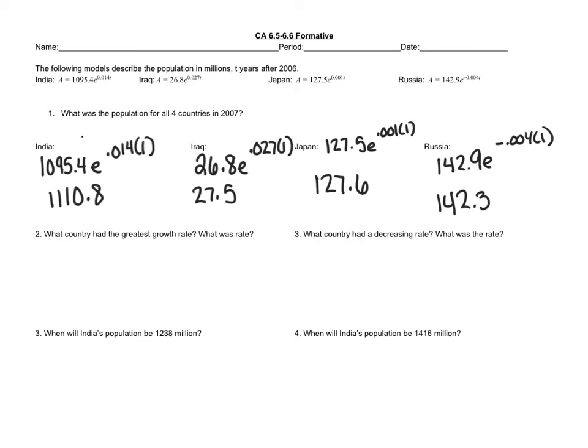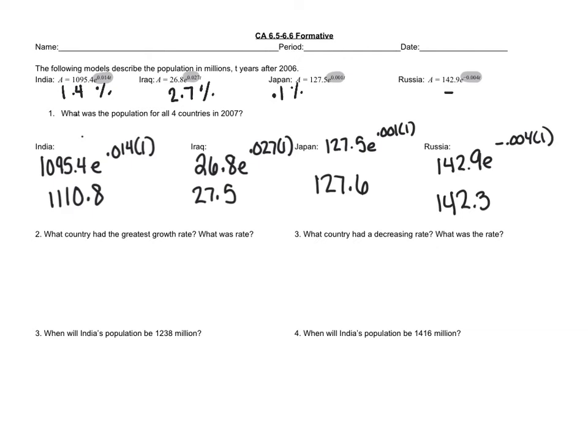So which country has the growth rate? What was the rate? So remember that all of these are your growth rates, your k's next to your t's. So we move the decimal place 2 places to the left, and that's our growth rate. So this growth rate would be 1.4%. This growth rate would be 2.7%. This growth rate would be 0.1%.